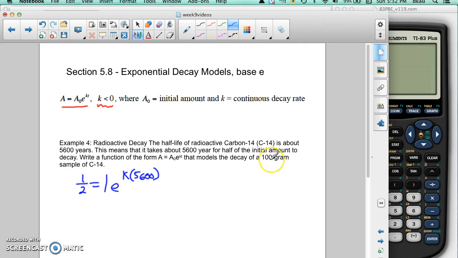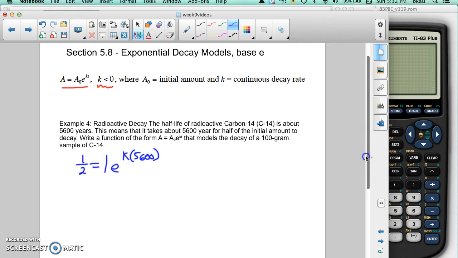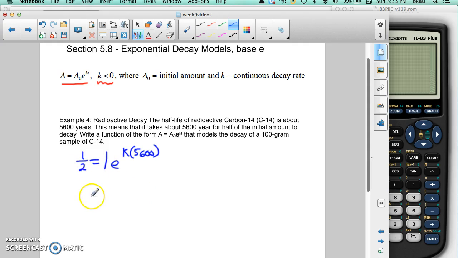Now we could have used 100 here and 50 here, but when we divide we're going to get the same ratio. So it's going to be a 1/2 to 1 ratio no matter what we do. So in this problem I'm just going to use 1/2 for a half-life. This always works, just like using 2 and 1 for doubling in the previous example when we did growth.